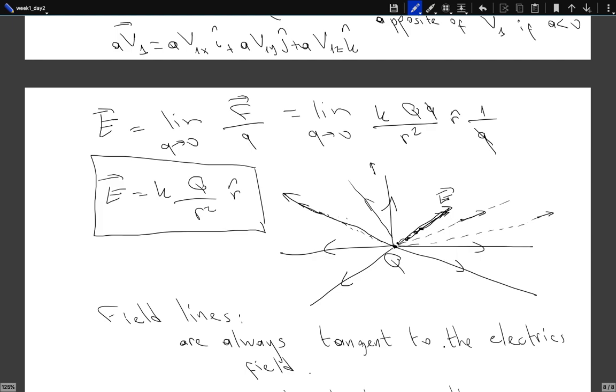If the density of field lines over here is twice as much as the density from here, then the electric field magnitude at this point is twice as much as the magnitude of the electric field at this point.